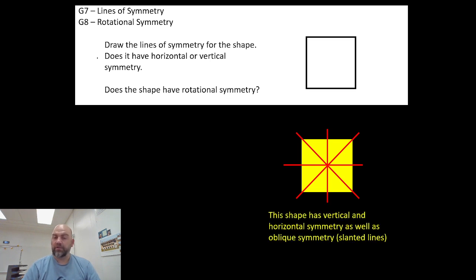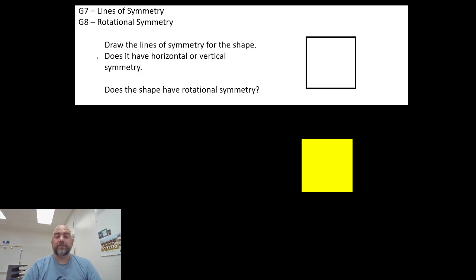This shape has vertical, horizontal, as well as what we call oblique symmetry, which are the slanted lines. So oblique symmetry is what we would call it when it has a slanted line of symmetry. Now, some shapes, depending on the way they're oriented, will not have vertical or horizontal symmetry, but would have oblique symmetry in them. So again, there are 4 lines of symmetry.